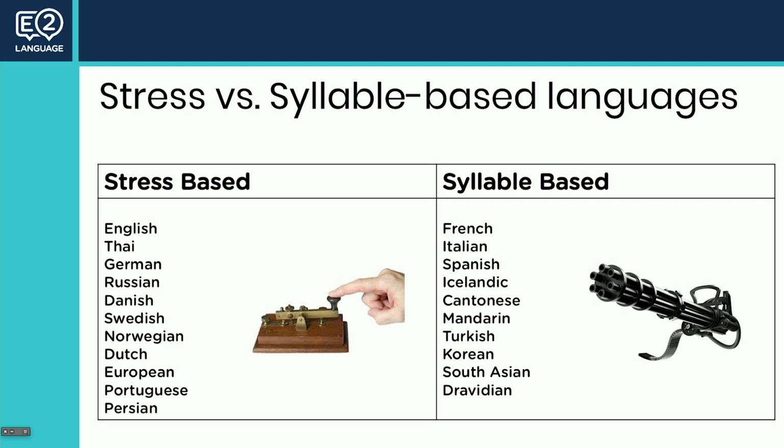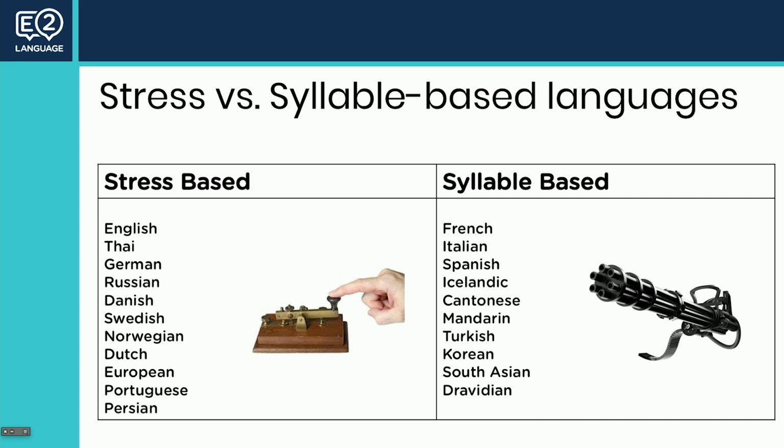Now, it's important to understand that some languages do this naturally. In English, it's a stress-based language system, all right? Other languages are syllable-based languages. Let's take a look at this. So, English, Thai, German, Russian, Danish, Swedish, Norwegian, Dutch, European languages, Portuguese, and Persian, Farsi, are stress-based languages. That is, they're a bit like Morse code. Other languages are syllable-based languages, like French, Italian, Spanish, Icelandic, Cantonese, Mandarin, Turkish, Korean, South Asian, and Dravidian.